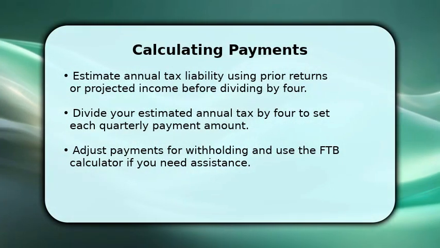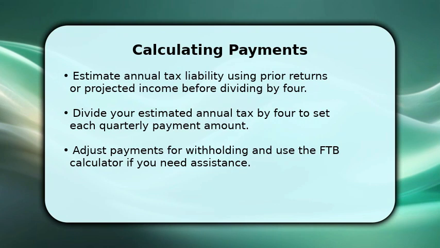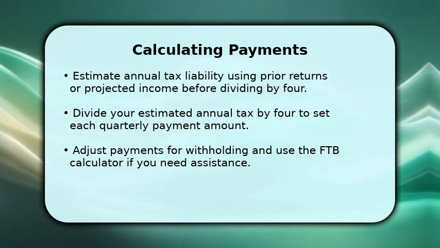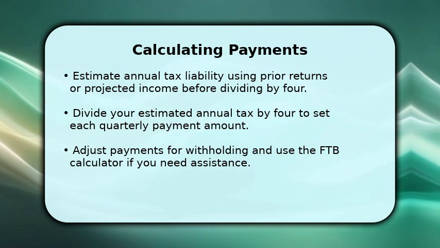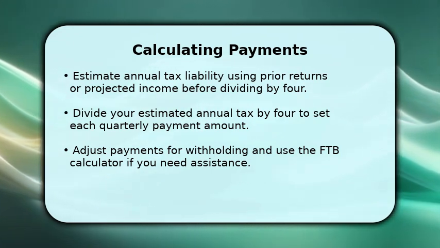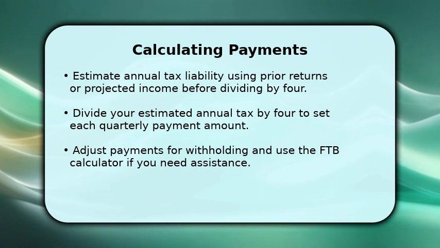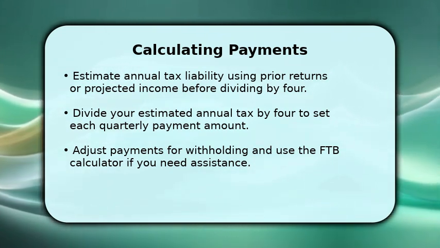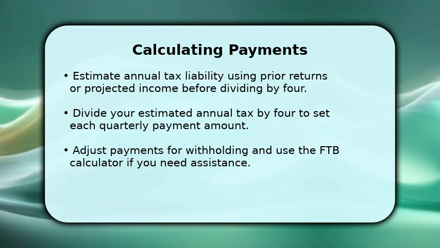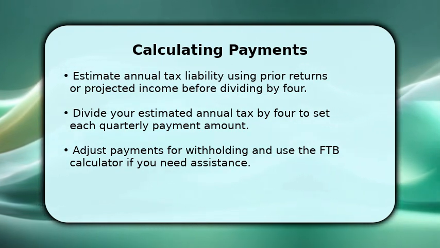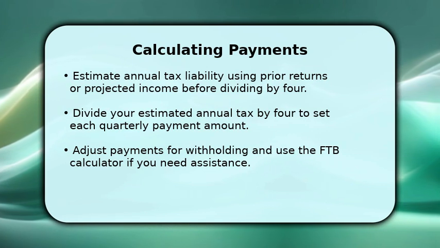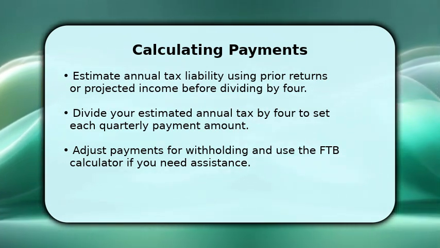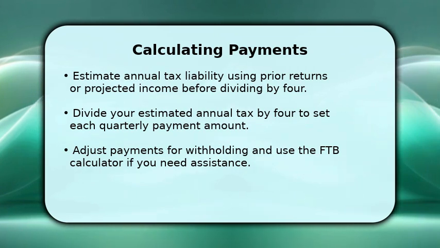Start by estimating your annual tax liability using prior returns or projected income. Divide that total by 4 to get quarterly estimated payments, adjust for withholding, and use the California FTB calculator if unsure. Log into WebPay, enter the payment amount, choose bank transfer for lower fees, confirm taxpayer details match your return, and save the confirmation number and PDF for tax records and future adjustments. Also consider payment timing to avoid penalties.